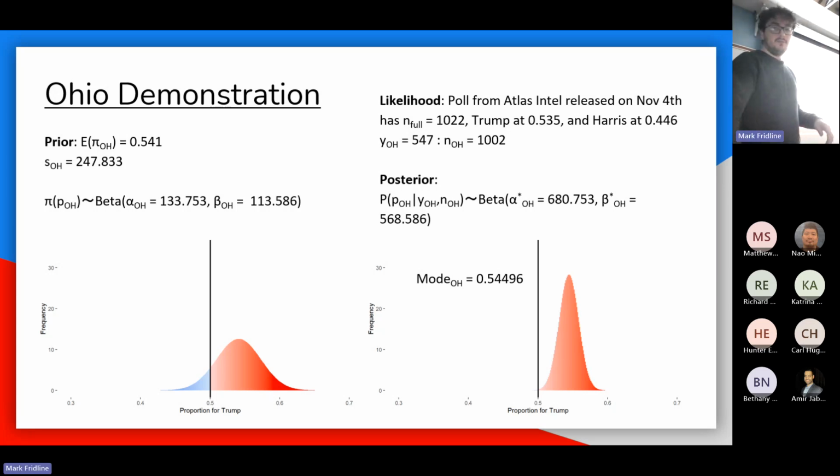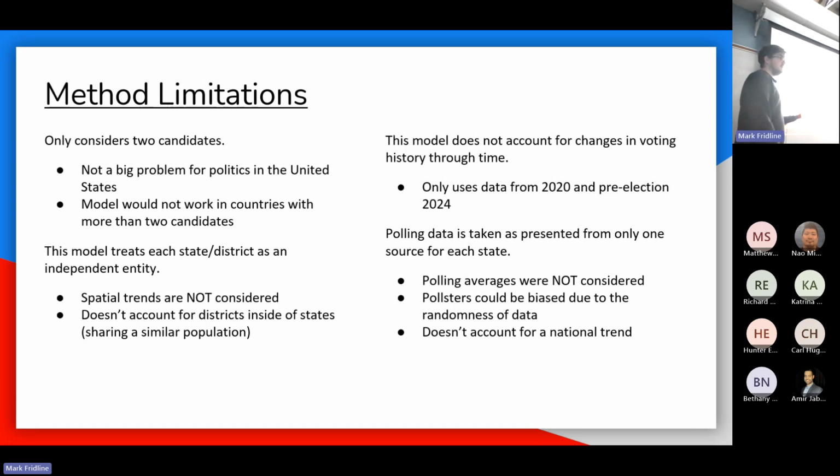Okay, so now we're getting into some limitations of this method. So again, like I said many times, it only considers 2 candidates. So a model like this would not work if we were to try to extrapolate it to an election in Great Britain, where they have like 5 different parties. This model treats each state or district as an independent entity. So spatial trends are not considered, partially because when I started making this model, I didn't even know that was a thing until I took Dr. E's class this semester.